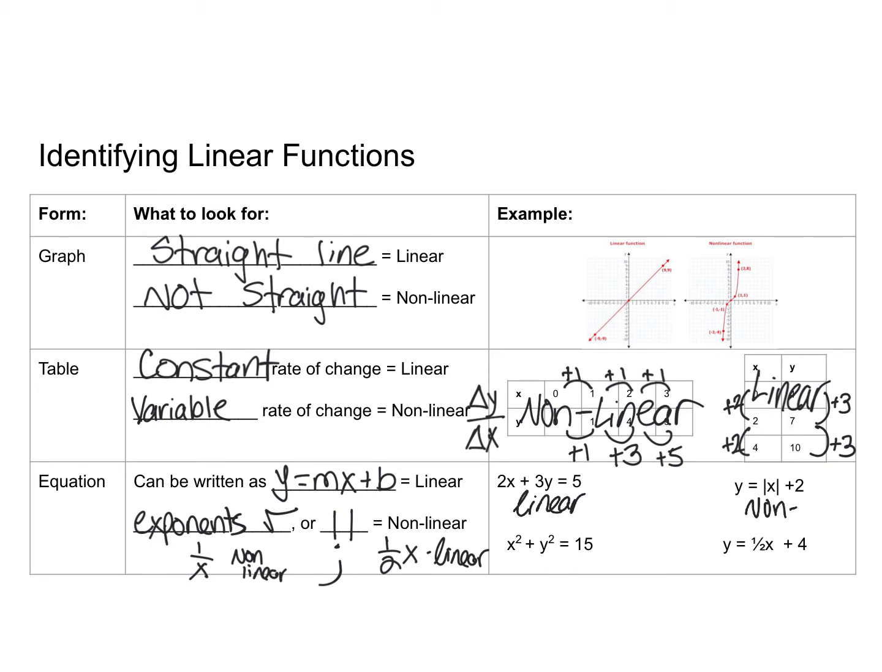So the absolute value makes it nonlinear. The one on the bottom left here, where it's x squared plus y squared equals 15, is also nonlinear. It has exponents.